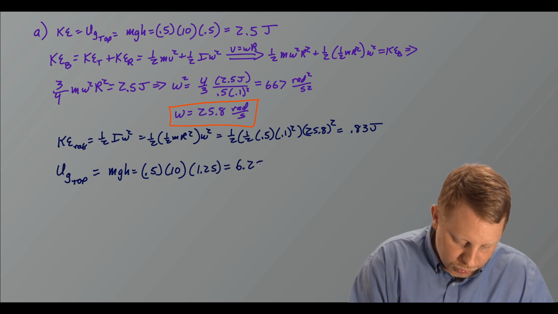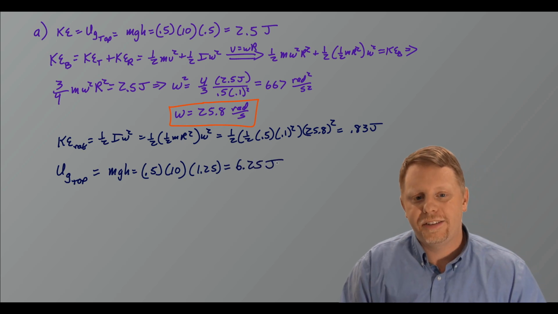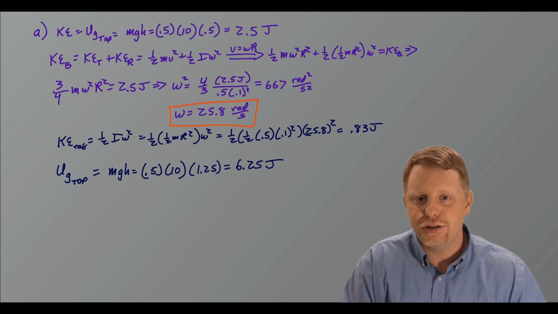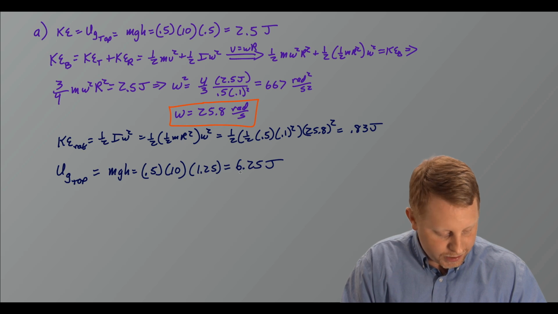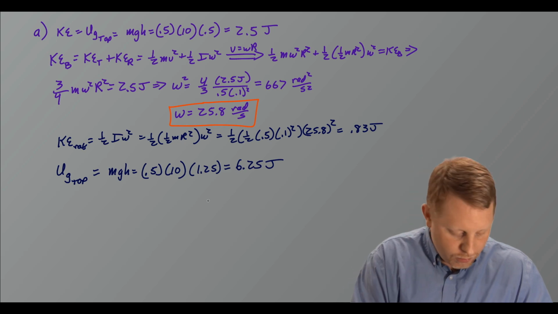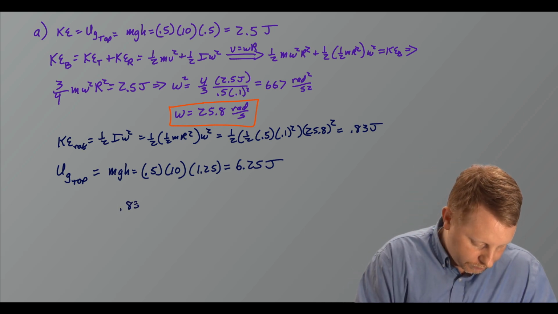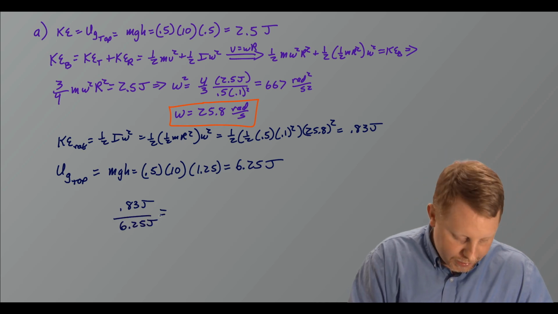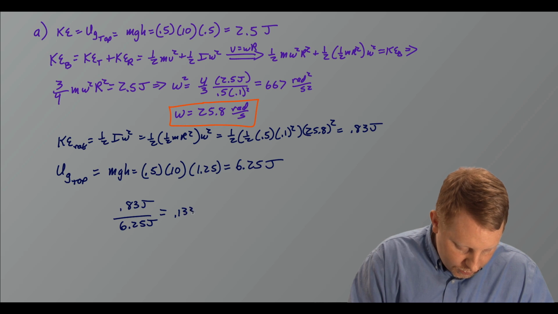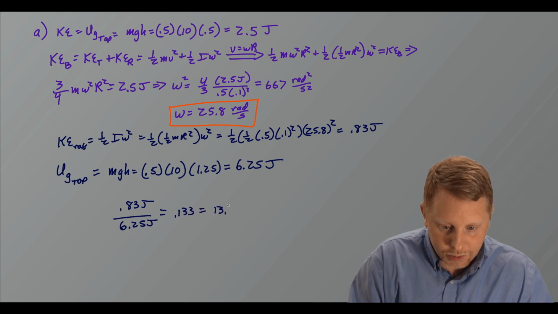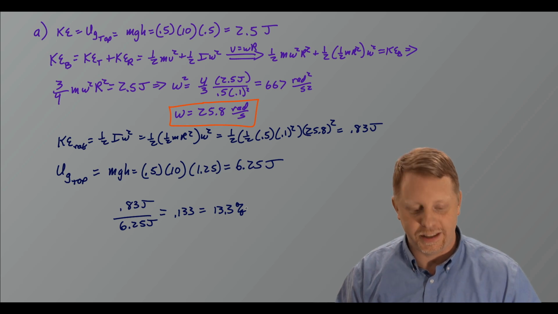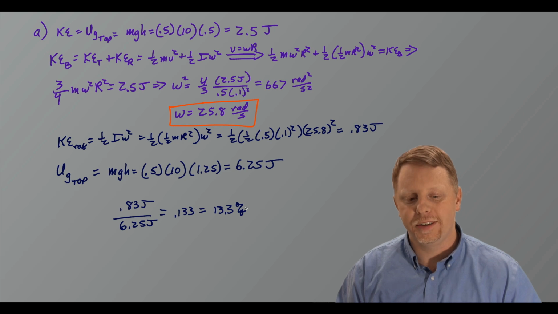We're asked to find the ratio of these, so we want the rotational kinetic energy divided by the total kinetic energy, or 0.83 joules over 6.25 joules, comes out to be about 0.133, or 13.3% of the total kinetic energy is rotational when it's at the floor. And that covers us for part C.